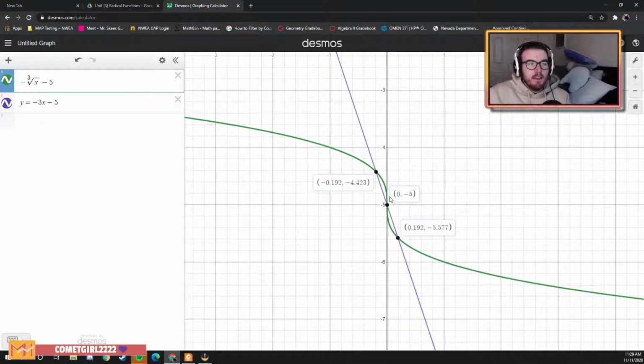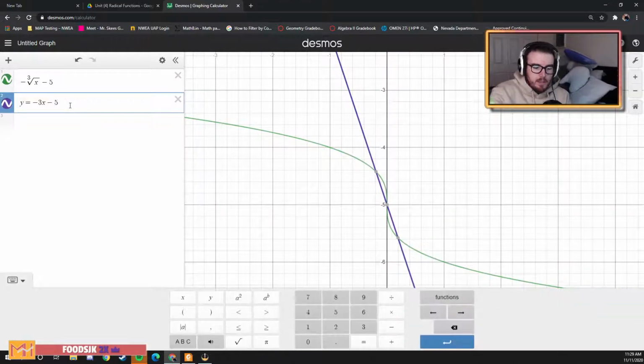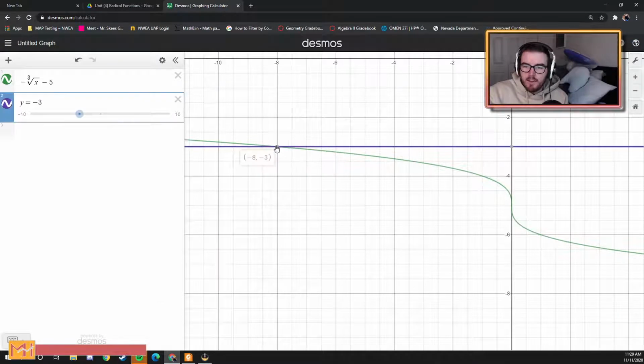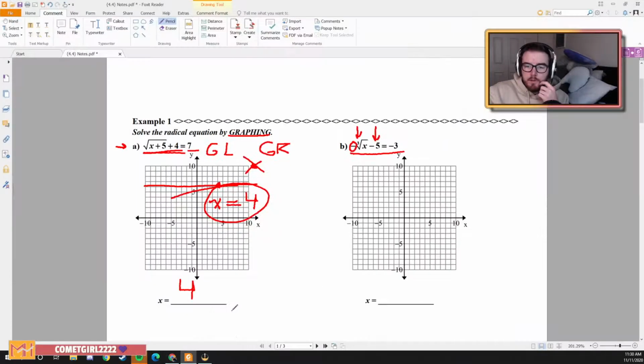Okay, and that's perfectly okay, right? There can be more than one solution. Right now, the 2 that we've seen, there's only been 1. And you can see here that it's intersecting at the point -8, -3. So the x value is -8. So boom, the solution is -8.